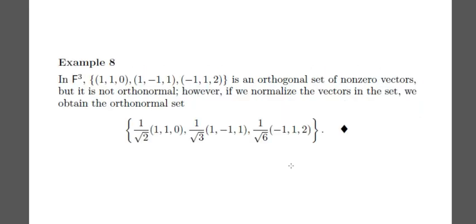Now let us see this example. In F^3, if you have these three vectors, vector v1 equal to (1, 1, 0), v2 equal to (1, -1, 1), v3 equal to (-1, 1, 2). Now we have to see that this is an orthogonal set. So consider inner product of v1, v2, v1, v3, v2, v3, all will come out to be 0. It is not orthonormal. Calculate its norm, it will not be equal to 1. Now if we normalize the vectors in this set, that is divide every vector by its norm, then this will come out to be an orthonormal set.